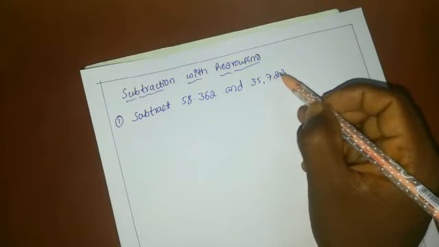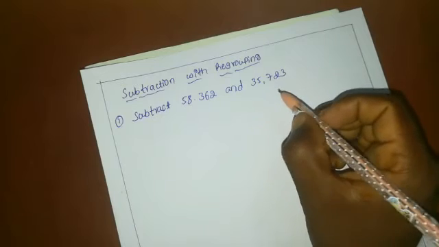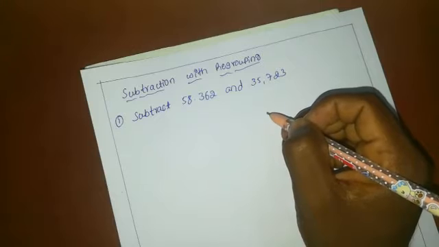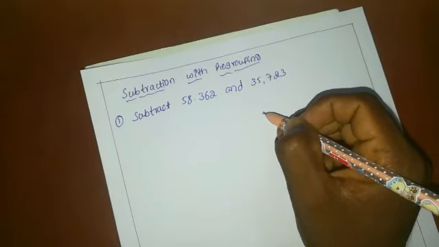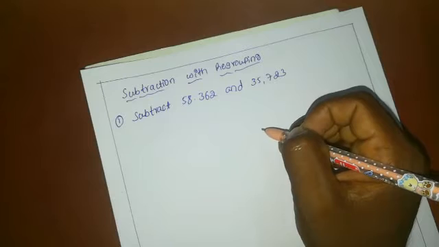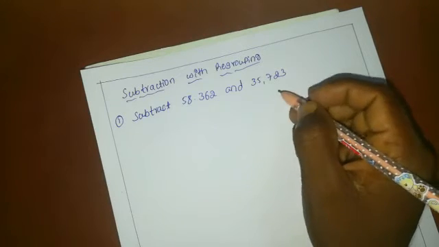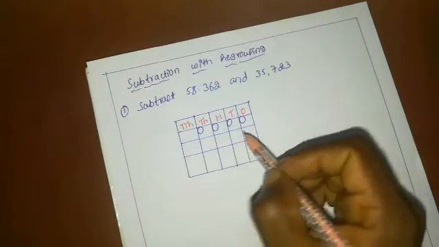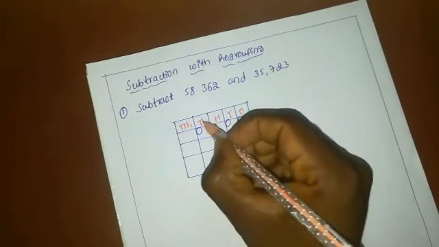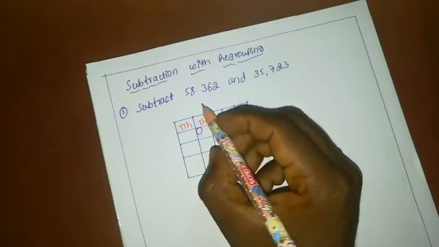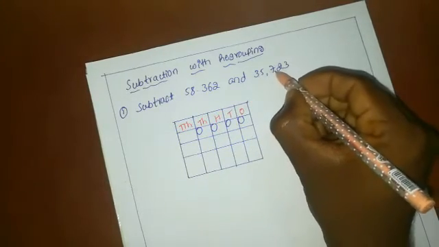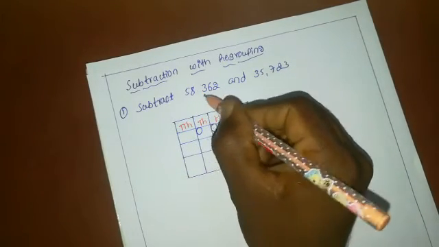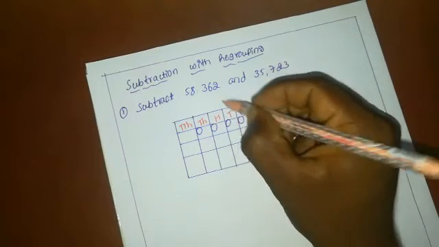We know some rules of subtraction. First we should write the place value chart and write the numbers in columns correctly, and then we have to subtract the ones place, tens place, hundreds, followed by the 1,000s and 10,000s. This is a place value chart: ones, tens, 100s, 1,000s and 10,000s. Now we have to subtract 35,723 from 58,362.